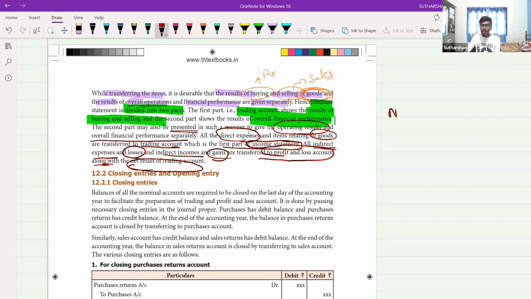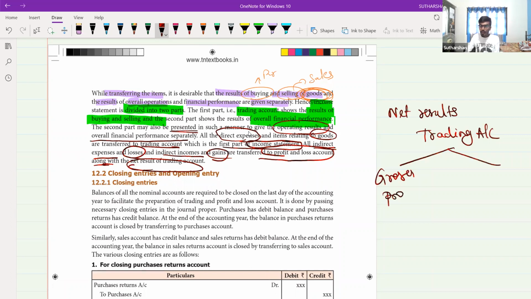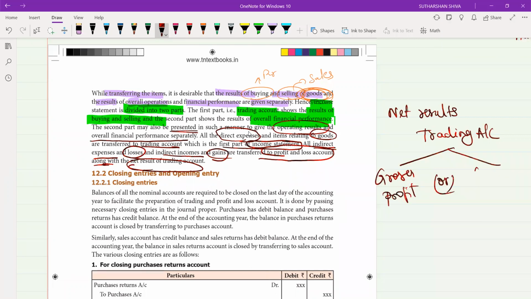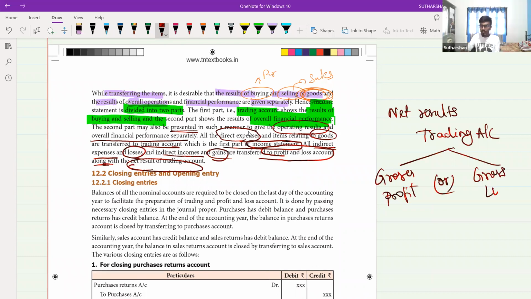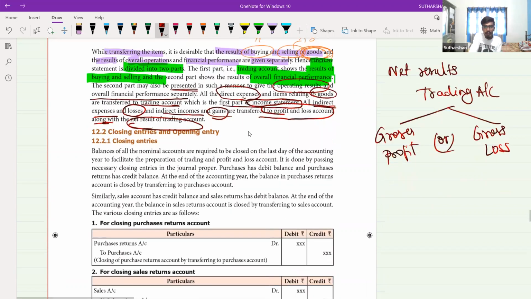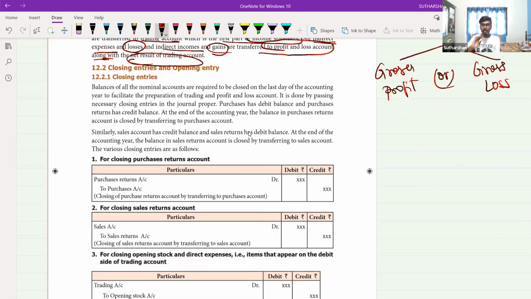What net result are we getting? From the trading account we are getting two possible net results. Either we can get gross profit or else we can get gross loss. These are the two things we can get, and any one only. If I am getting a gross profit, I am not getting a gross loss. If I am getting a gross loss, I am not getting a gross profit. This is a major thing we need to focus on. Next we will come to closing entries and opening entries.